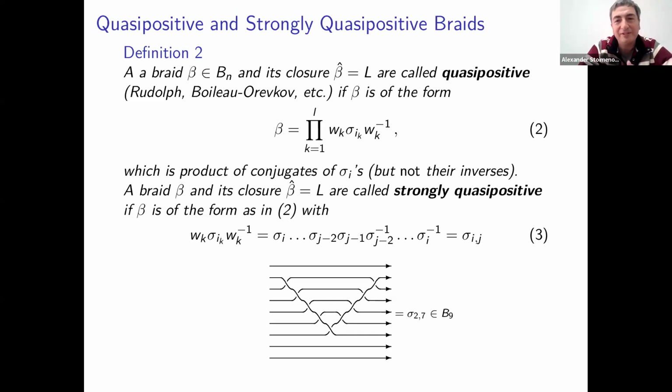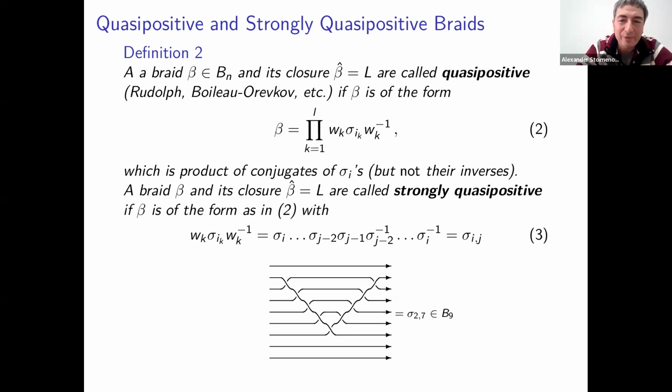And if we restrict these conjugates to be what are called embedded bands, like in the picture below, then you get what is called a strongly quasi-positive braid, and the closure of a strongly quasi-positive braid is called a strongly quasi-positive link. Okay, and so these band generators that you obtain are a kind of generalization of the Artin generators, except that you connect strands which are not neighbors.